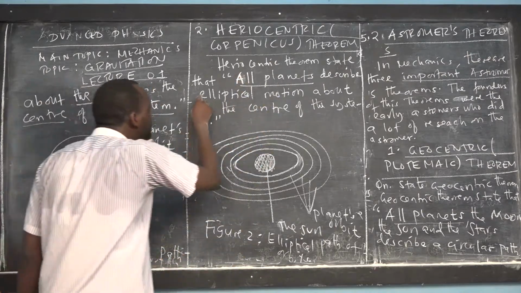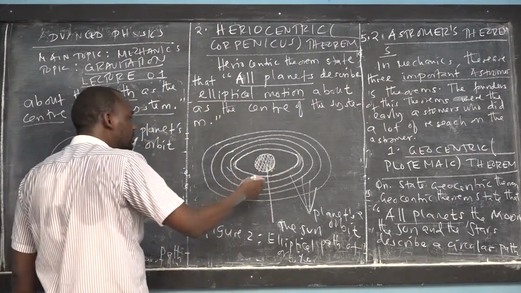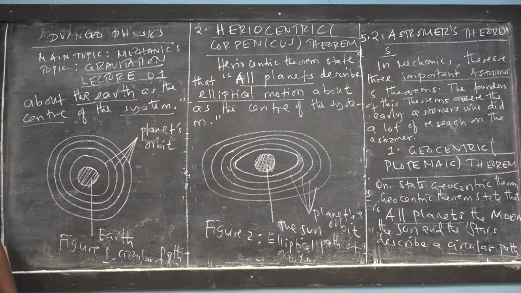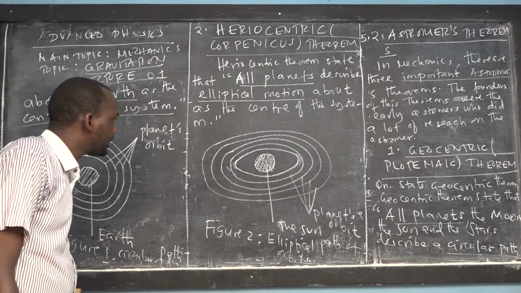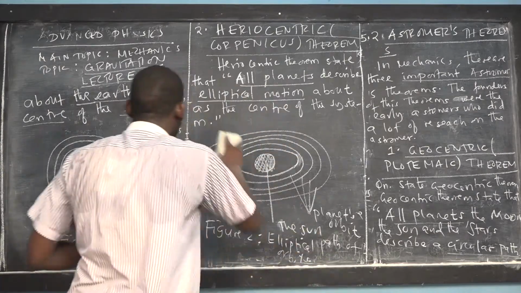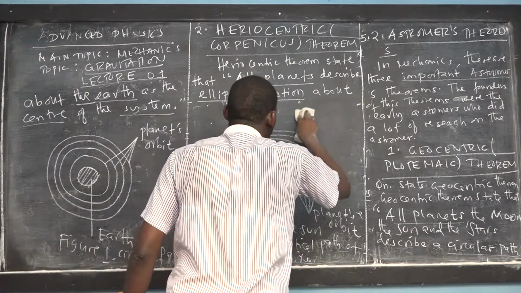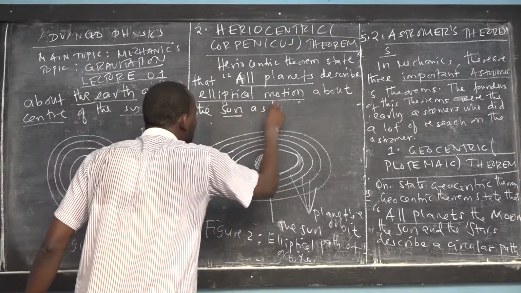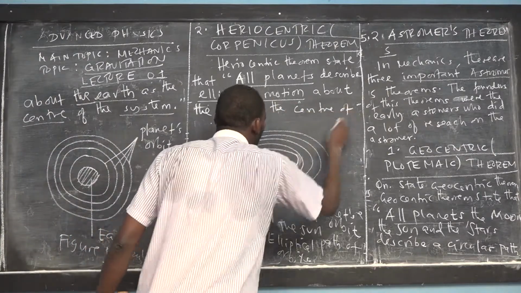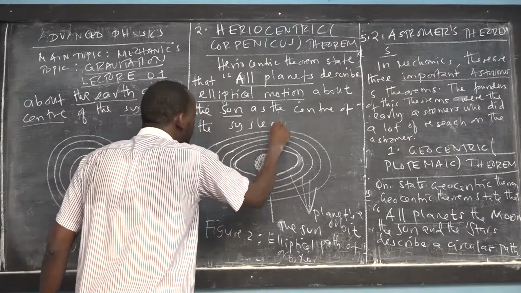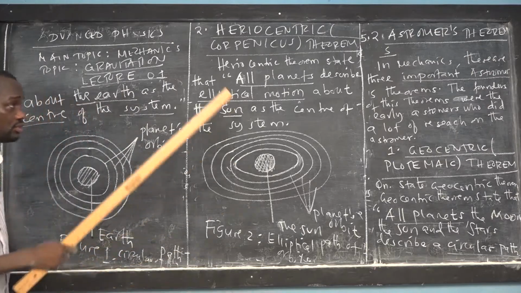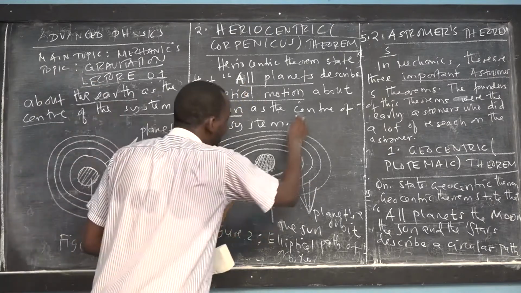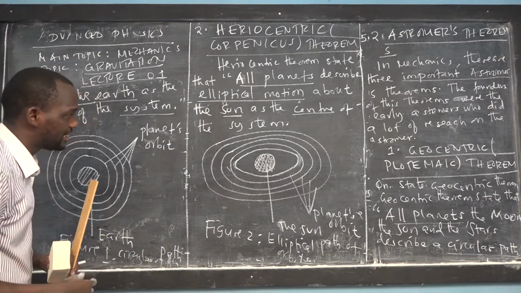All planets describe elliptical motion about the sun as the center of the system. Very good. About the sun, that is a very important keyword: about the sun as the center of the system. So all planets describe elliptical motion about the sun as the center, not the Earth at the center. The Earth is a planet also.